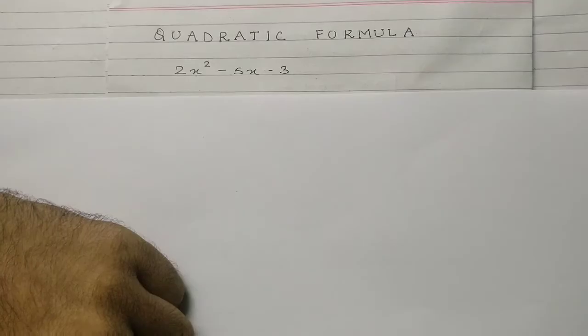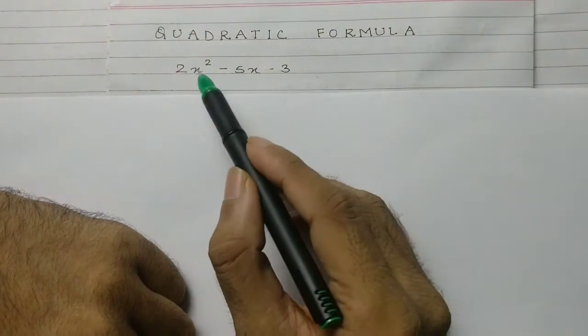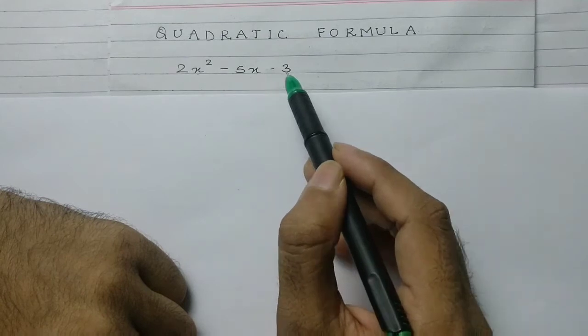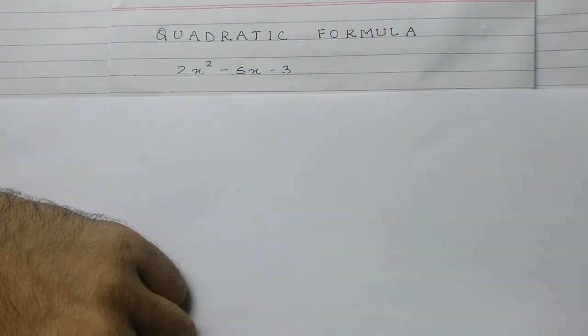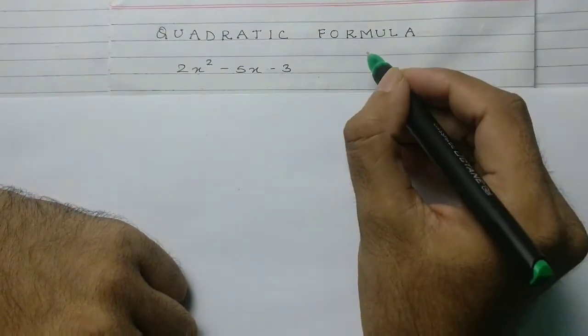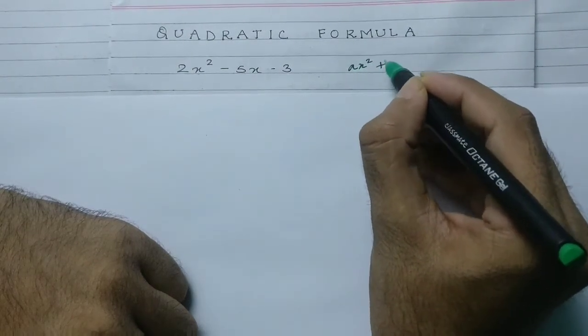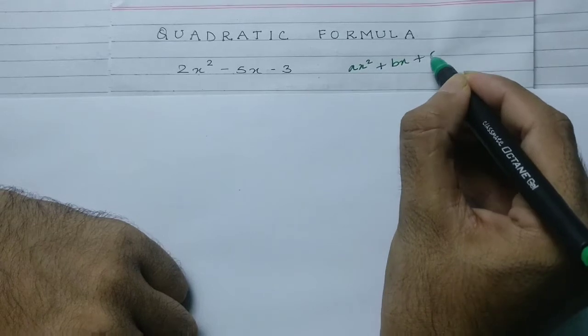Today we are going to learn another method of solving quadratic equations, and that method is called the quadratic formula. So I have a question over here which is 2x square minus 5x minus 3. Okay, so what's the general equation? It is ax square plus bx plus c.